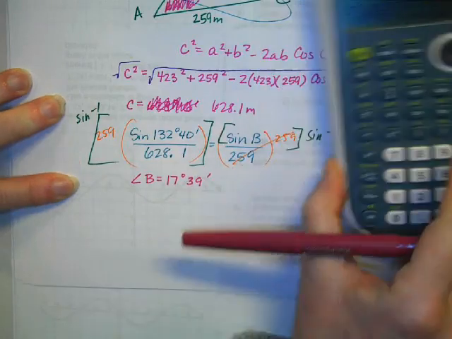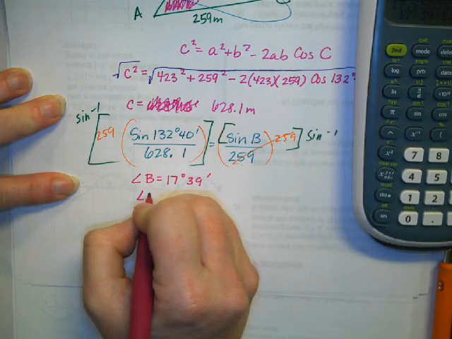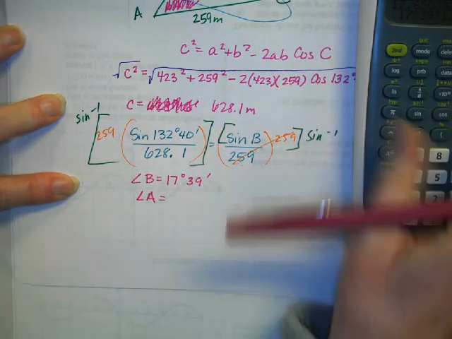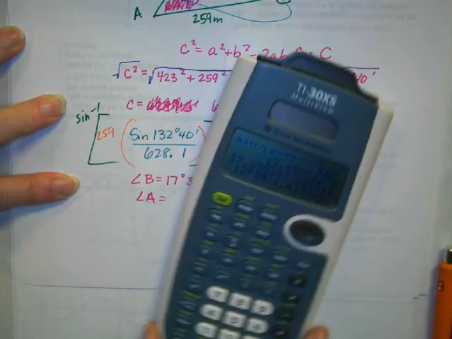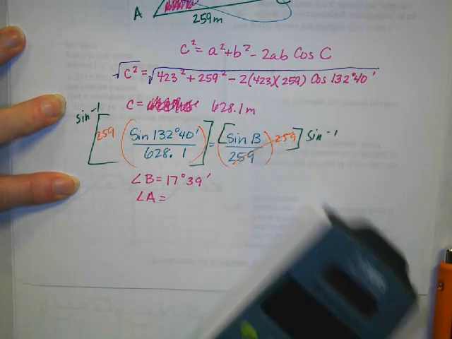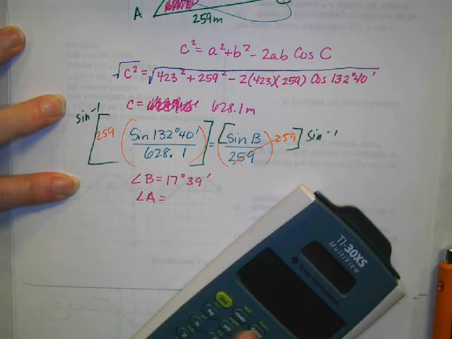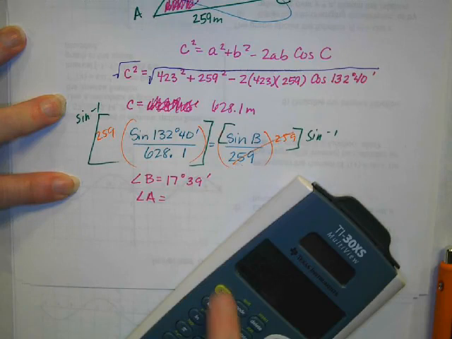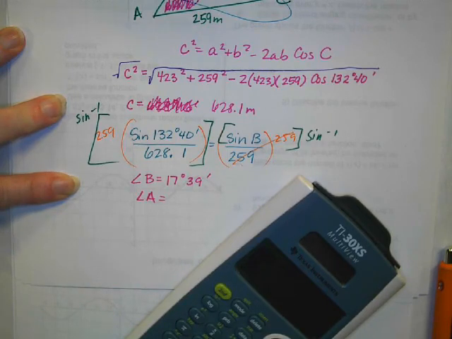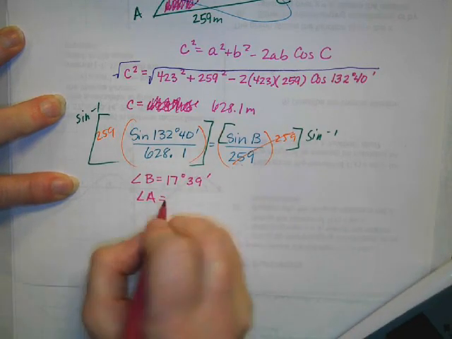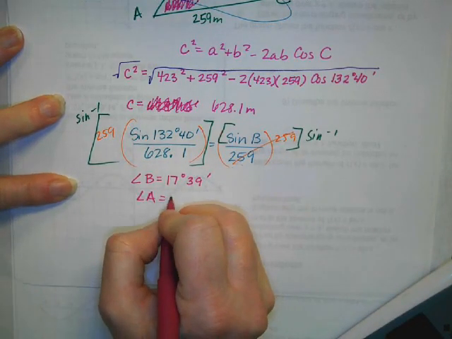And then we can get angle A by just subtracting from 180. So angle A is 29 degrees, 40 minutes.